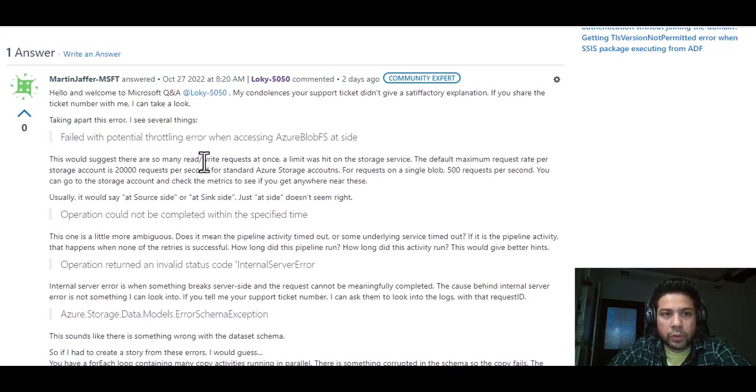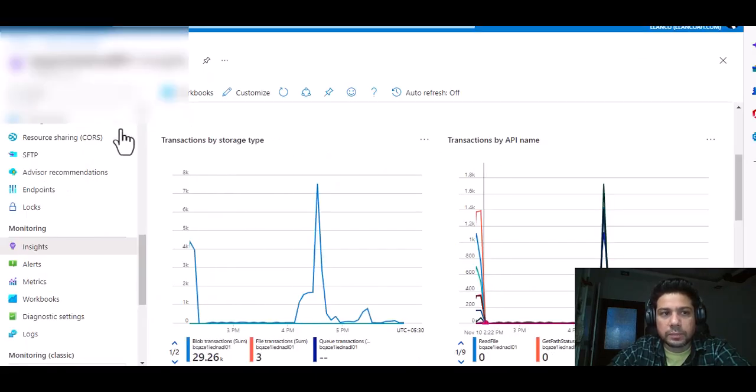So how you can apply this learning is when you are invoking the for each loop activity or nested for each loop activities. Although you cannot have a nested for each loop activity, you can have a for each loop activity, then you can call a pipeline, and that pipeline in turn calls a for each loop activity. So when you're configuring that, make sure that the number of threads in parallel does not go beyond 20,000, and you can check this by looking at the storage account insights.